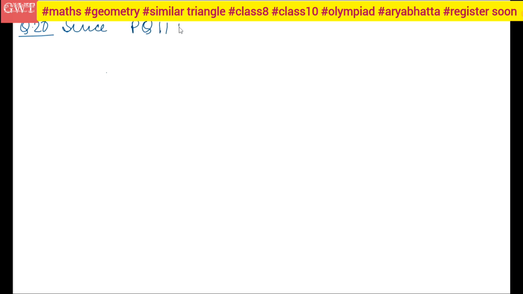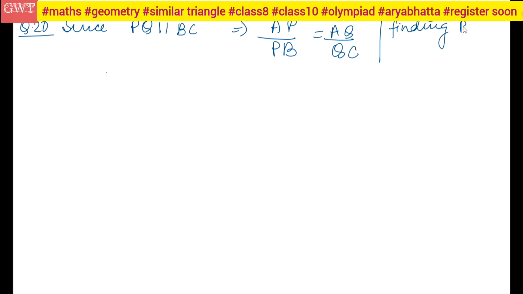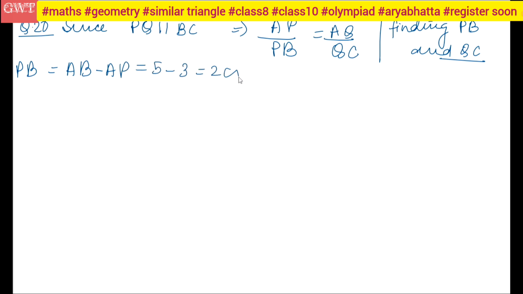Okay, see question number 20, we have already given that PQ is parallel to BC. So by this we can write AP upon PB is equal to AQ upon QC. Now in this first we will find PB and QC. So PB will be what? AB minus AP is equal to 5 minus 3. So I will get 2 centimeter. Next, QC is equal to AC minus AQ, which is 10 minus 6, is equal to 4 centimeter only.